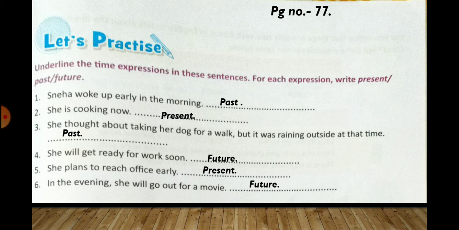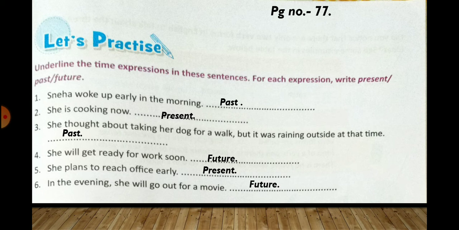Sneha woke up early in the morning. So she has already woken up. She is already awake. So it is a past activity. So you will write down in the dash, past. Number 2. She is cooking now. So what is the activity she is doing? She is cooking. So it is talking about the present time. So you will write down present for number 2. Number 3.